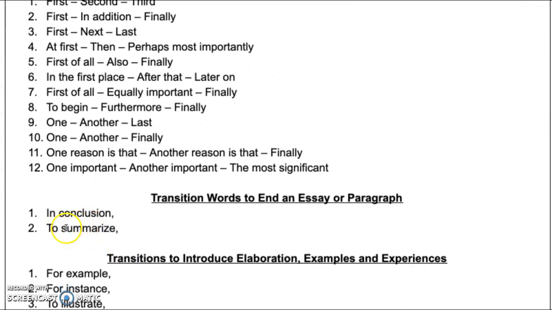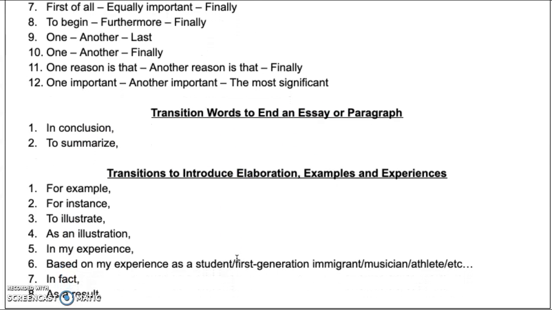In conclusion and to summarize are used when you're ending an essay or a standalone paragraph. And this last set of transition words is for introducing elaboration, examples, and experiences. These come after you've introduced the big idea. So let's look at this in action.